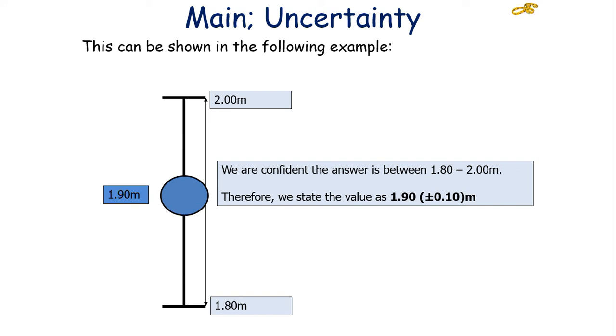So for example, in this one, the biggest value is 2.00 meters, the lowest is 1.80 meters, so therefore the range is 0.20 meters, 2.00 minus 1.80, and therefore you half it because our uncertainty is plus half and a minus half to get the full value, so therefore it's plus or minus 0.10 meters.